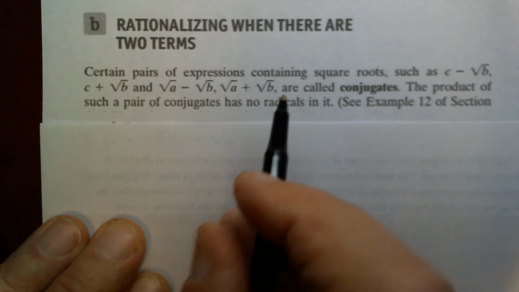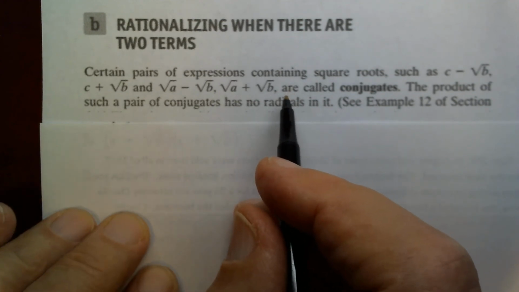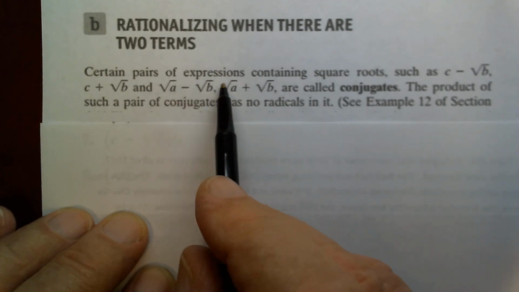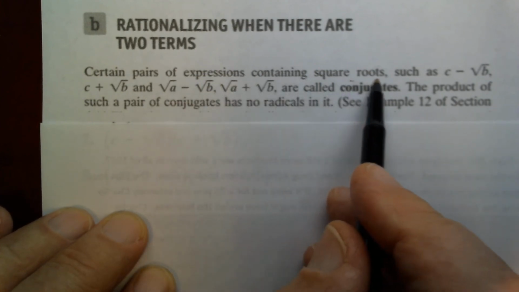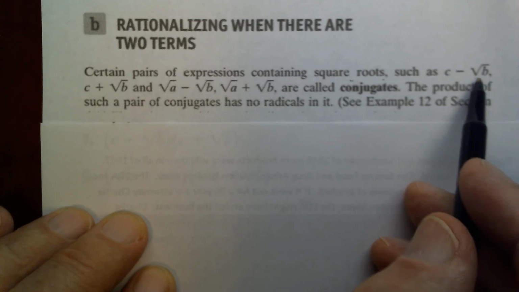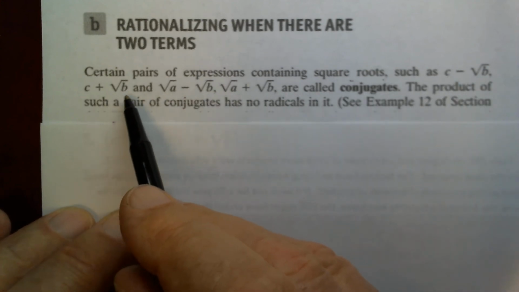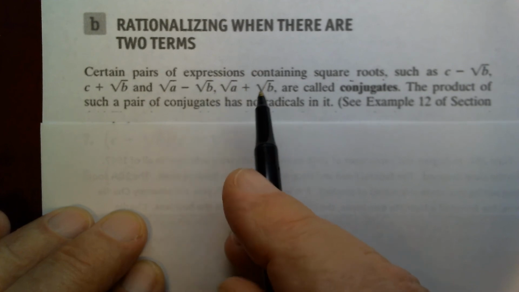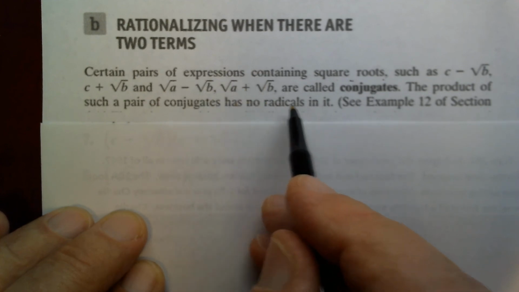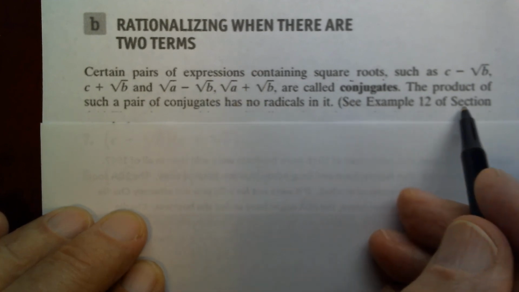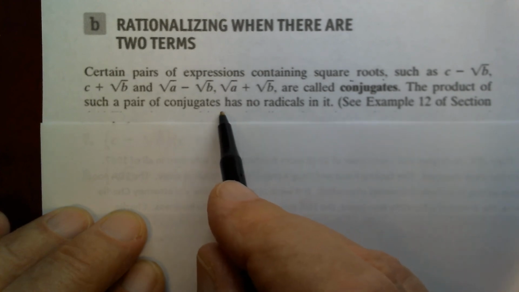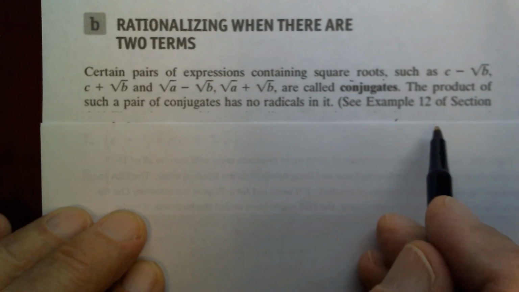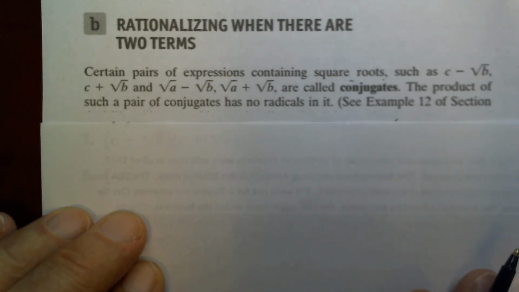To rationalize the denominator when there are two terms, we introduce the idea of conjugates. Certain pairs of expressions containing square roots, such as c minus the square root of b and c plus the square root of b, or square root of a minus square root of b and square root of a plus square root of b, are called conjugates. The product of such a pair of conjugates has no radicals. And so we're going to look at that here in a moment.